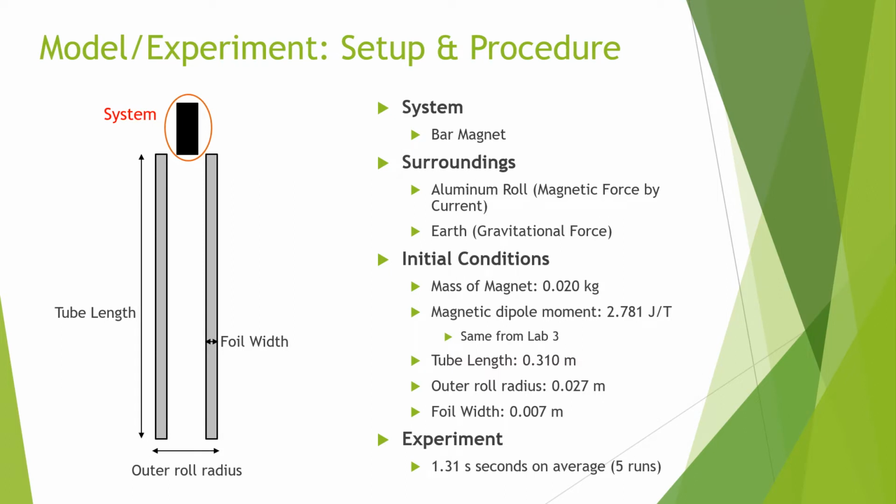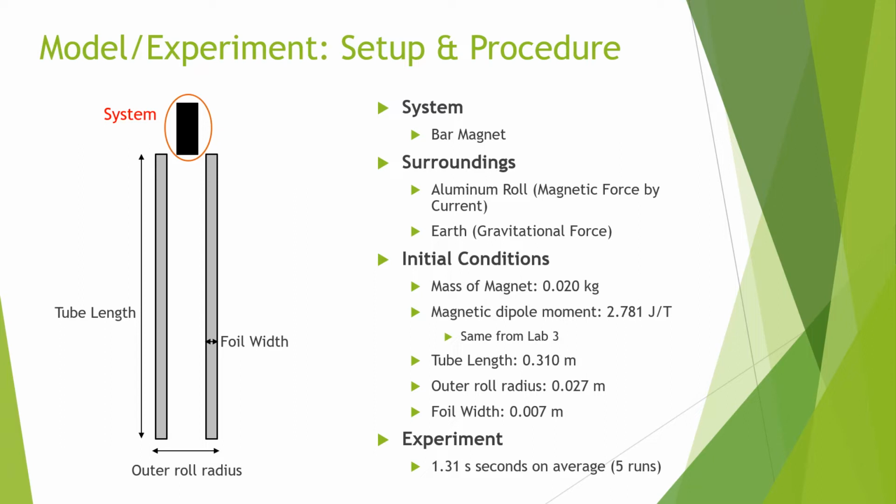The system of this experiment is the bar magnet that will drop through the roll, and the surroundings are the aluminum roll, which will provide a magnetic force to the bar magnet, and Earth providing a gravitational force. The initial conditions of this lab include the mass of the magnet being 0.02 kilograms, the magnetic dipole moment being 2.781 as computed from Lab 3, the tube length being 0.31 meters, the outer roll radius being 0.027 meters, and the foil width being 0.007 meters.